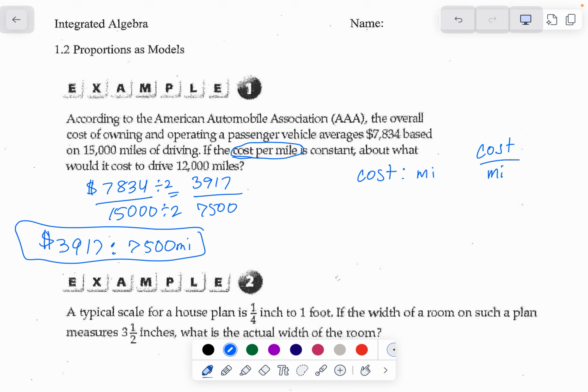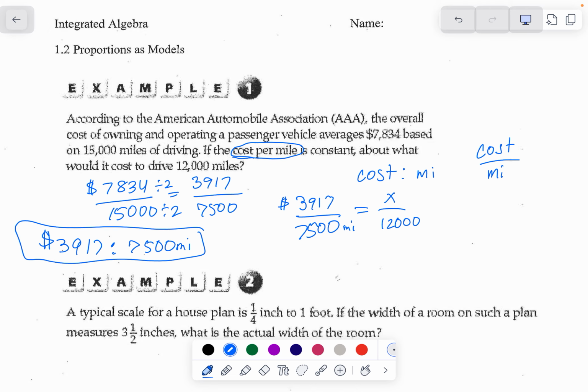Read the question again. It says, if the cost per mile, which we just found, $3,917 for every 7,500 miles, is constant, about what would the cost be to drive 12,000 miles? So we're going to set up 3,917 over 7,500 equals the cost, we don't know. The miles, we do know. Remember, this is miles, this is dollars. So we have to put the unknown, what we're trying to find, X on top, and the 12,000 miles on the bottom. So that's our proportion for this example.